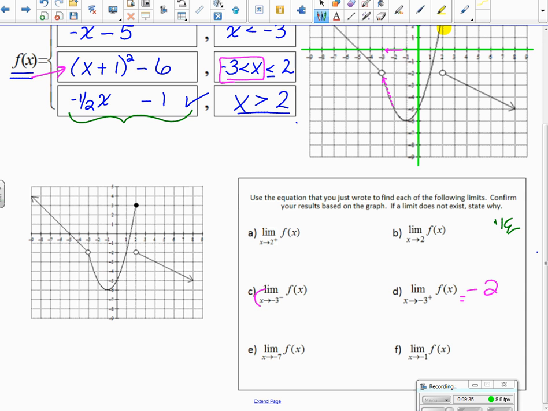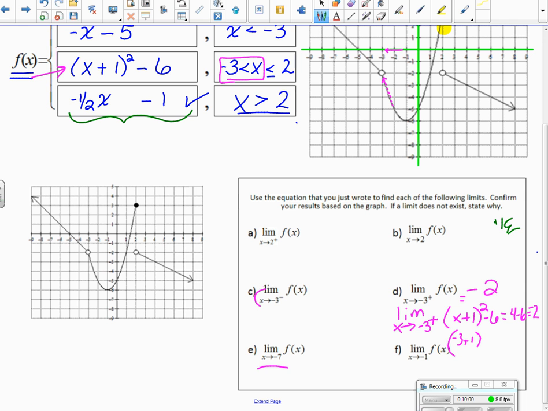And let's check the limit algebraically. I'd have (x plus 1) quantity squared minus 6. Throw in your negative 3. I'd have negative 3 plus 1 gives me negative 2. Square that, I'm at 4. This ends up being 4 minus 6, so we're at negative 2. Very good.